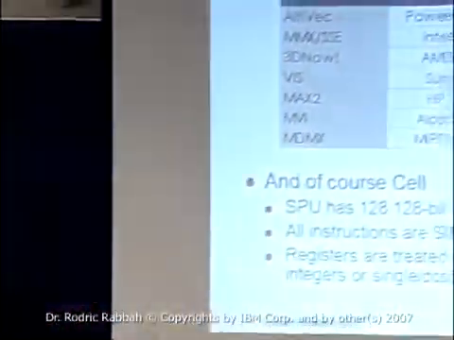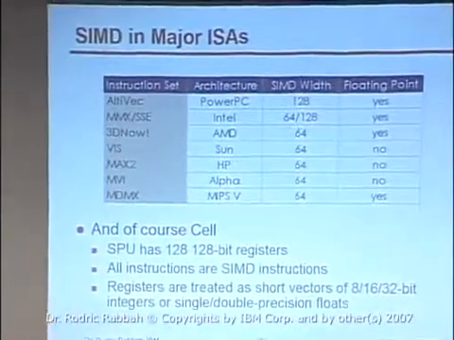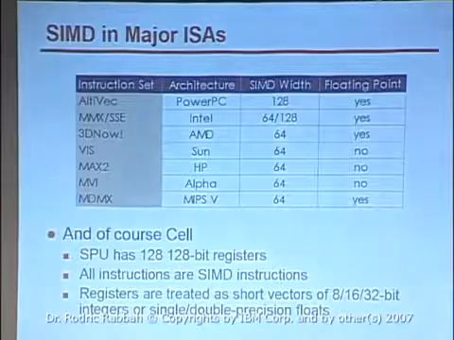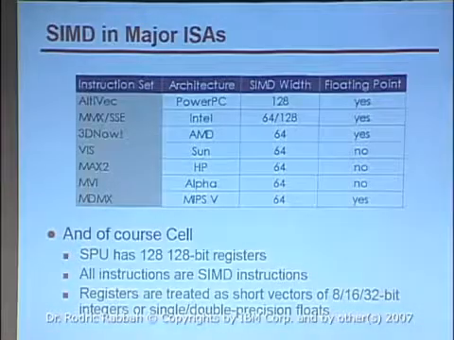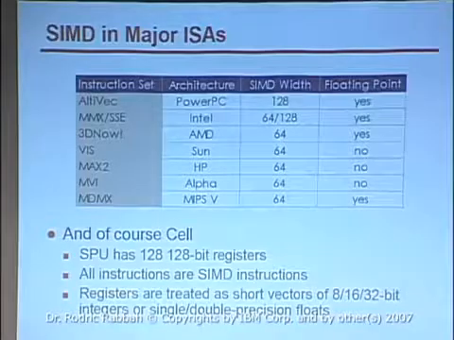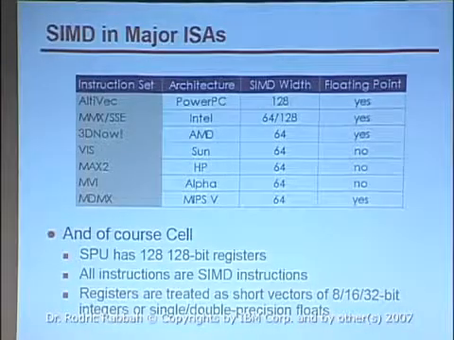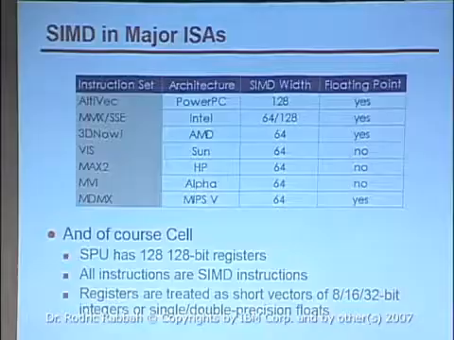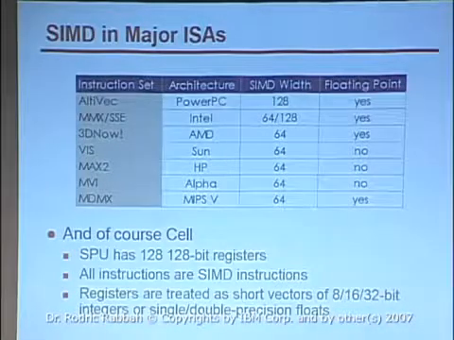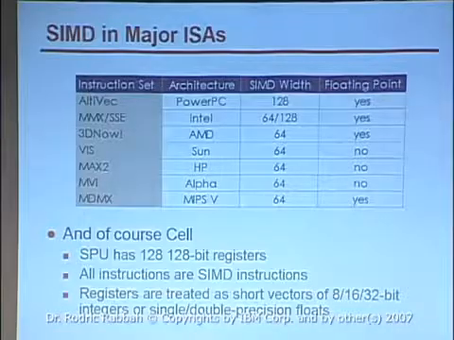And SIMD extensions are increasingly popular. They're available in a lot of ISAs. So AltiVec, MMX, SSE are available in a lot of x86 machines. And of course in Cell, in fact on the SPU, all your instructions are SIMD instructions. And when you're doing a scalar instruction, you're actually using just one chunk of your vector register and your vector pipeline.